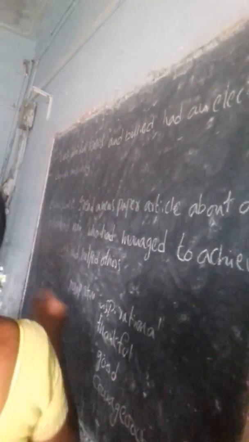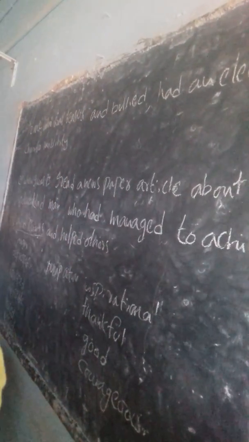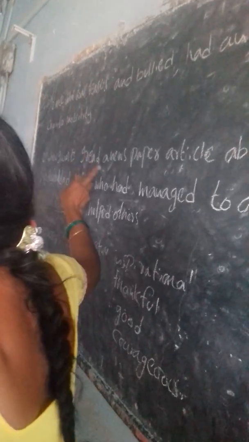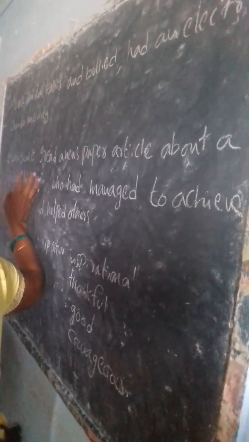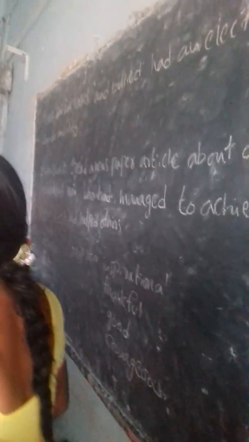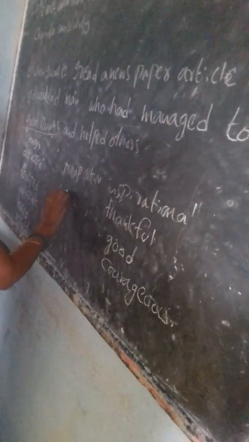And one more word, see here. What is this? Board. This board is fixed on the wall. So this board is mounted on the wall. So we can call it a wall mounted board. Okay. What is the next word, ma? Wall mounted board.